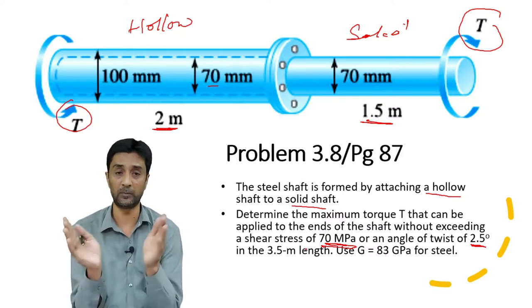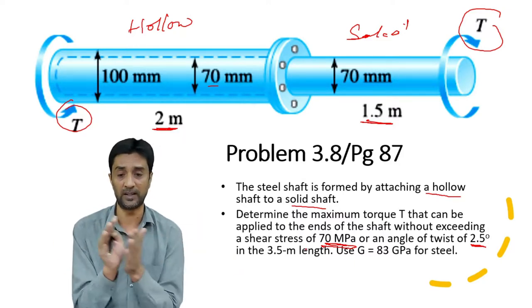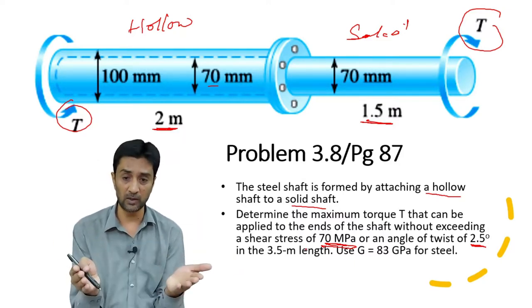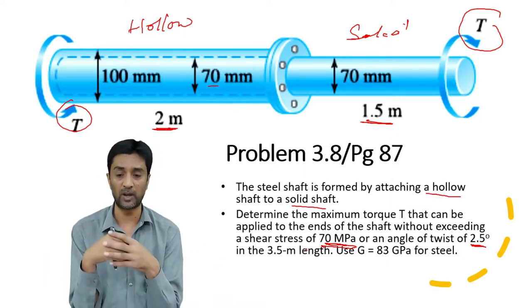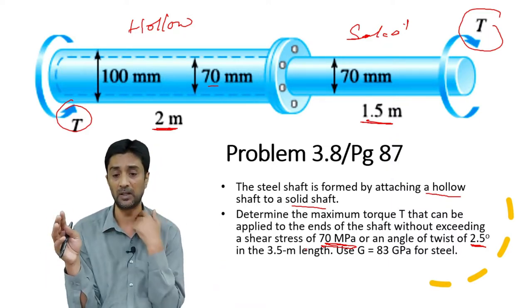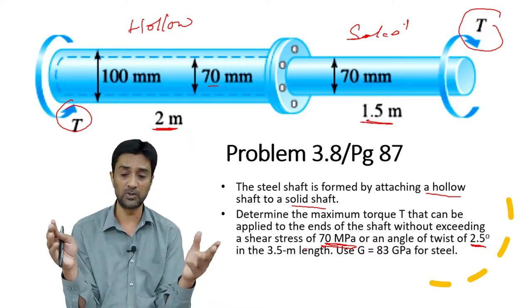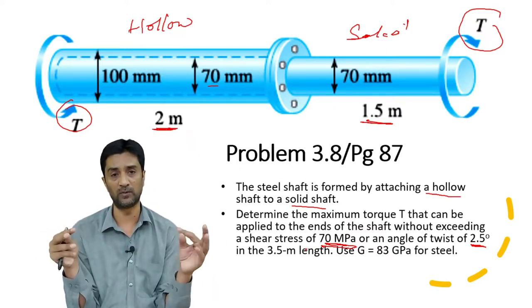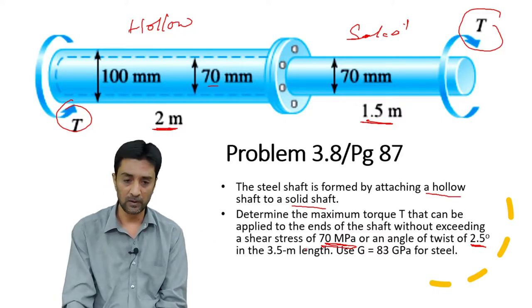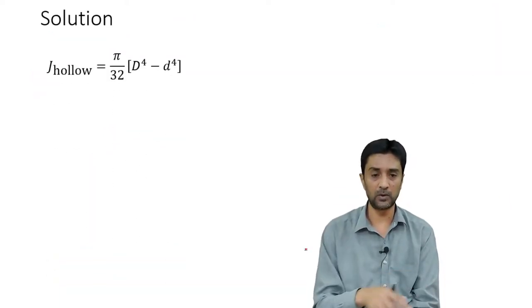It's not been given whether the angle of twist is for 2 meter or for 1.5 meter. The total length of this composite shaft is 3.5 meters. So for the whole length of this composite shaft, the angle of twist is to be 2.5 degree. Okay, so let's move to the solution.